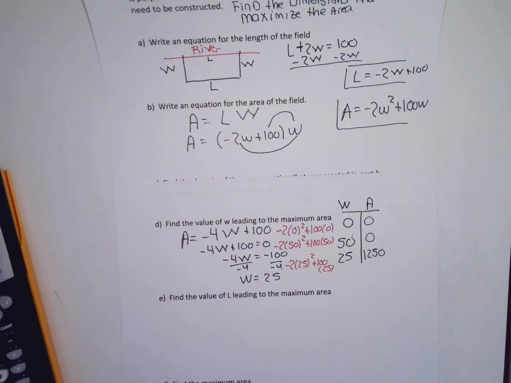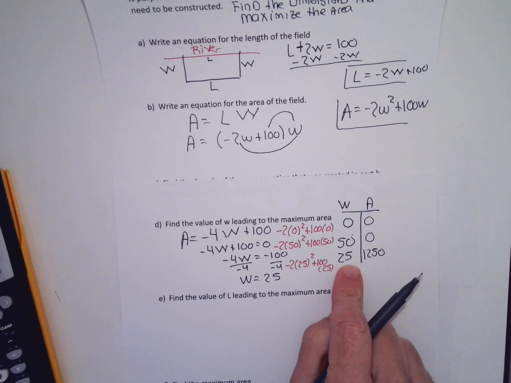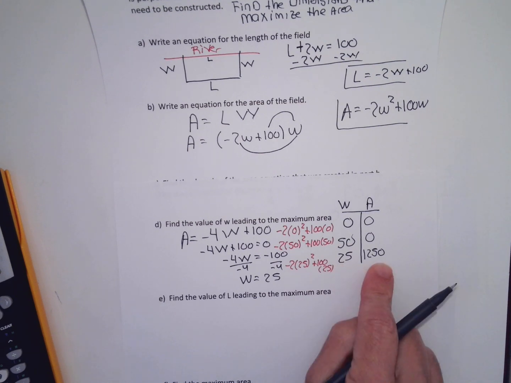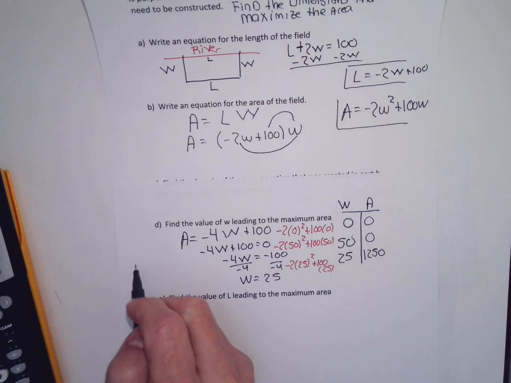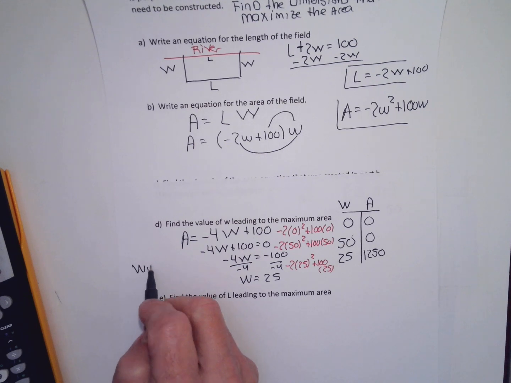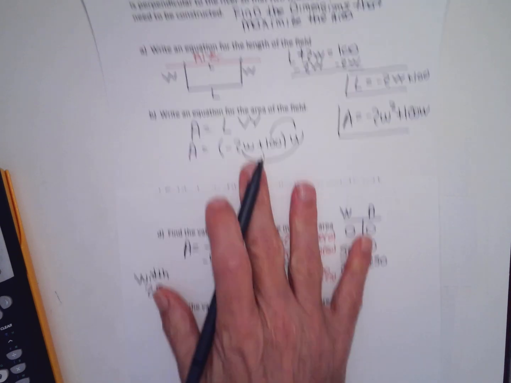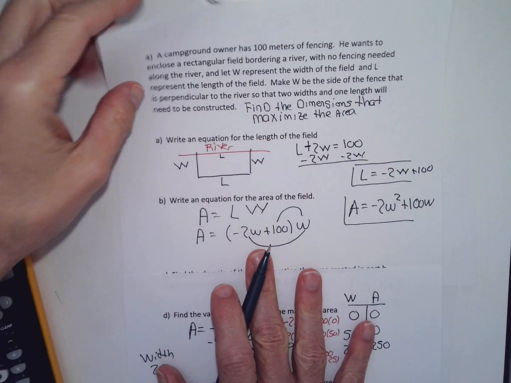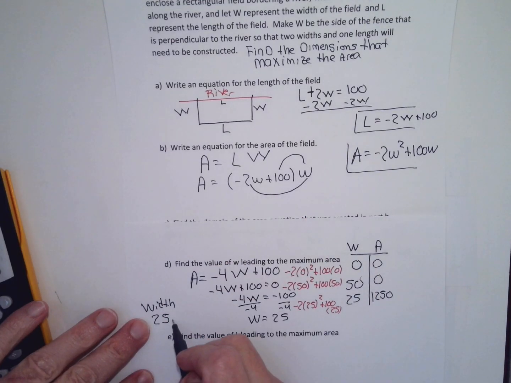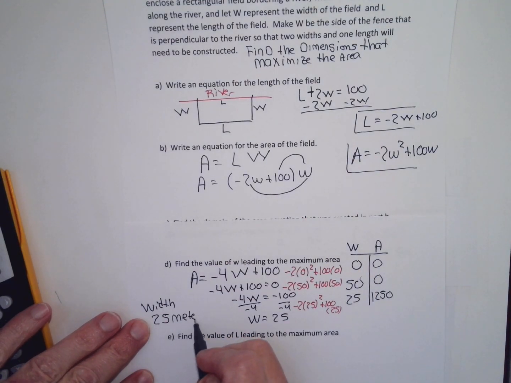So it gives me 2 bits of information. It tells me the width that gives the maximum area, and it tells me what the maximum area is. For part D, the width that gives me the maximum area, the number is 25, and when I look at the problem, the units are in meters, and I need units with my answers because it's a word problem. So I'm going to tack on the number meters.